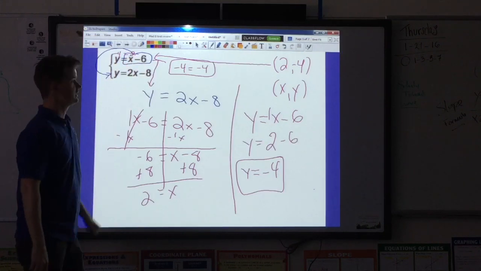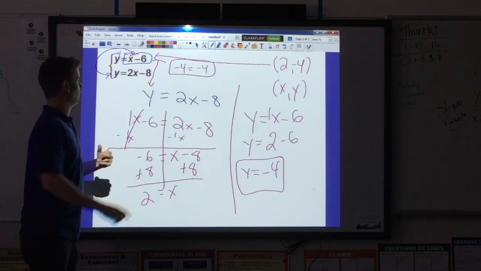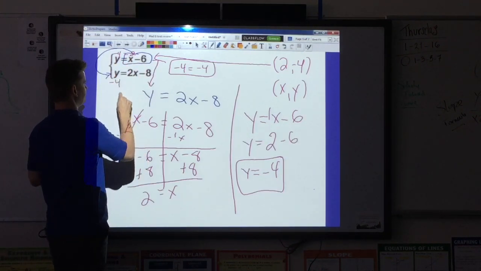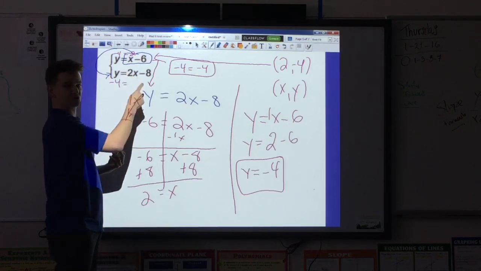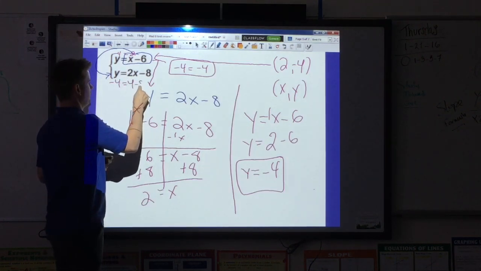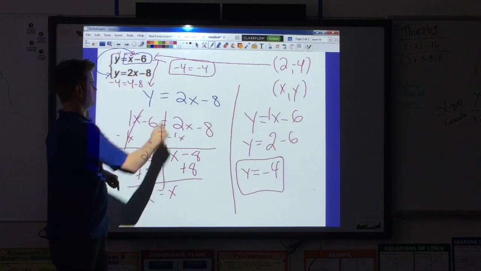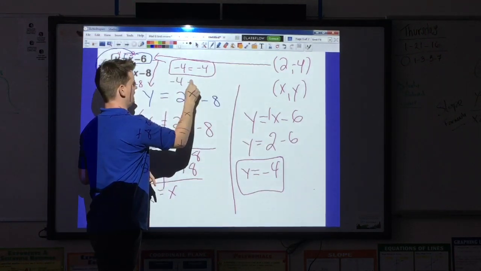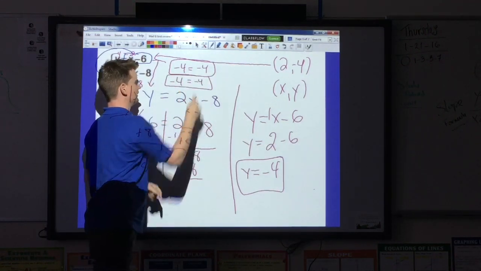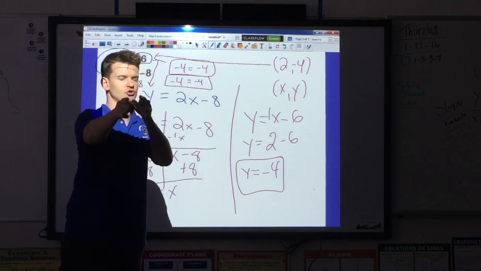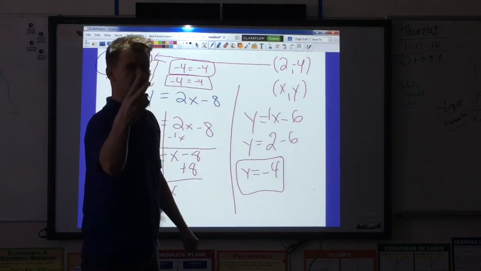Solution works there. I'm going to substitute it into the other equation now, and I'm going to have negative 4 is equal to 2 times 2, which is 4, minus 8. I combine terms over here. I also end up with negative 4 is equal to negative 4. It's a true statement. Solution works. One problem down, two to go.